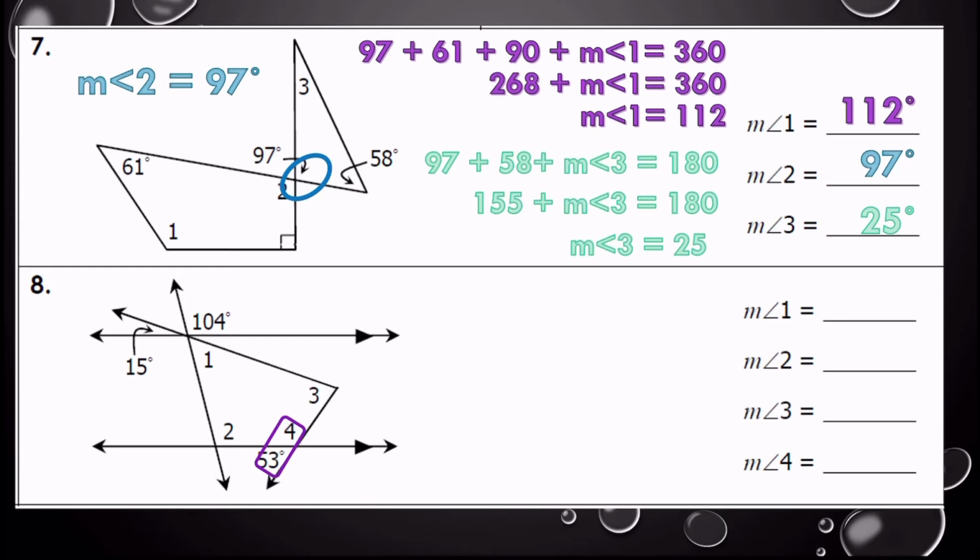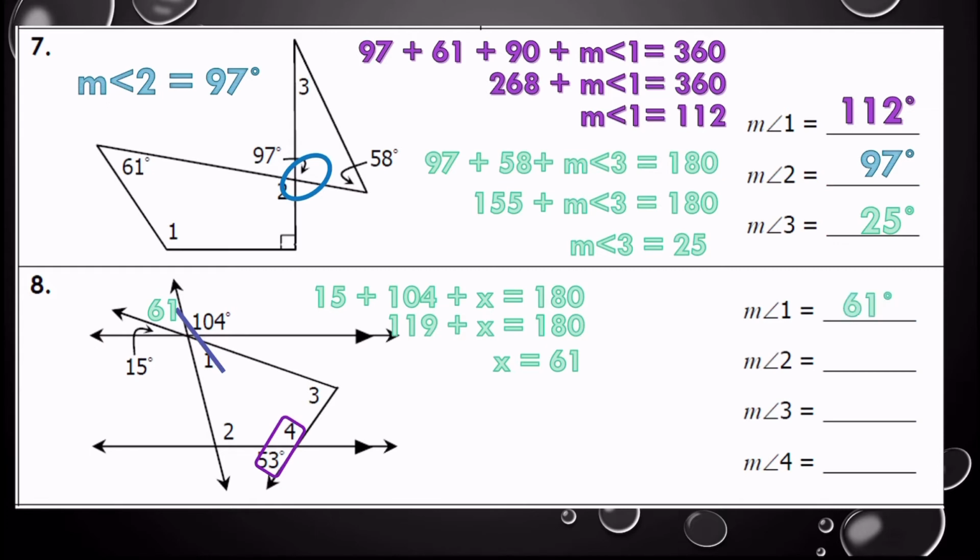Okay. Number 8's the same. If I come down here, I've got vertical angles. But more important, these three angles here, 15, my unknown, and 104, all add up to 180. What this does for me is when I solve it, that missing angle here is 61. It's vertical to angle 1, therefore, measure of angle 1 is 61. I'm going through this quicker because some of this is review.